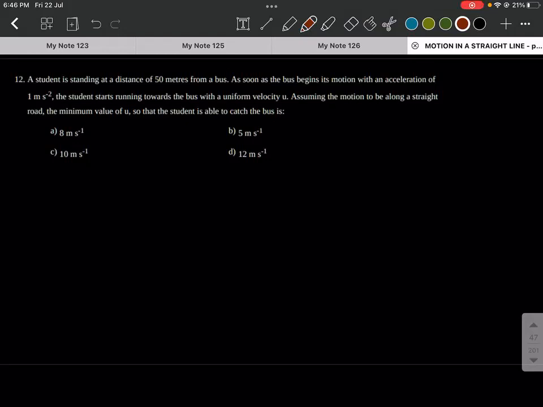The student is standing at a distance 50 meters from the bus. As soon as the bus begins its motion with an acceleration of 1 meter per second squared, the student starts running towards the bus with a uniform velocity. Means the student, when he is running, he is not accelerating. Assuming the motion to be on a straight road, find the minimum value of u so that the student is able to catch the bus.